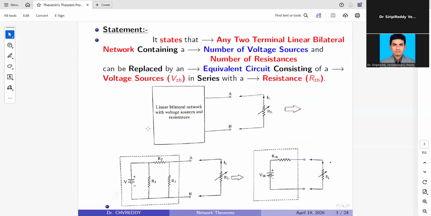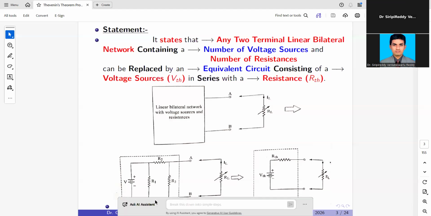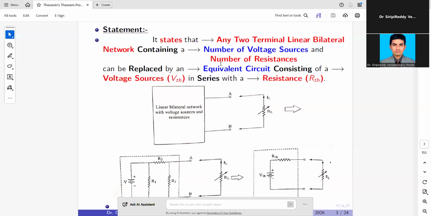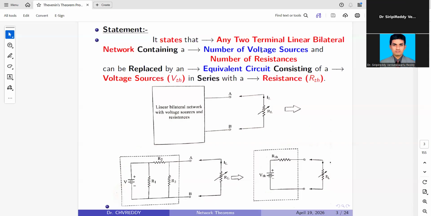Once again, it states that any two-terminal linear bilateral network, this is a linear bilateral network, has two terminals, one is A, another one is B. That network contains a number of voltage sources and a number of resistors. Those voltage sources and resistors can be replaced by a single equivalent circuit. This is the single equivalent circuit, consisting of a Thevenin voltage source, that is VTH, in series with the Thevenin resistance.